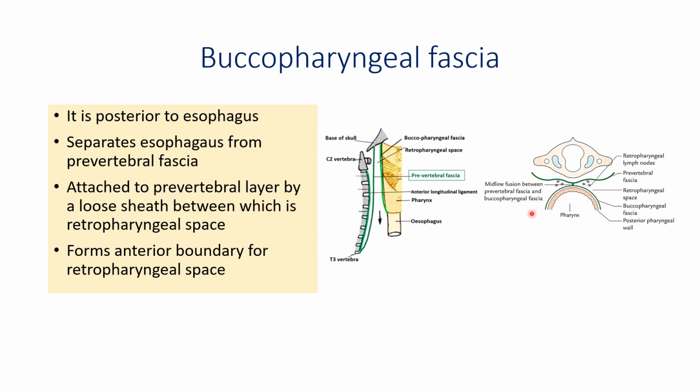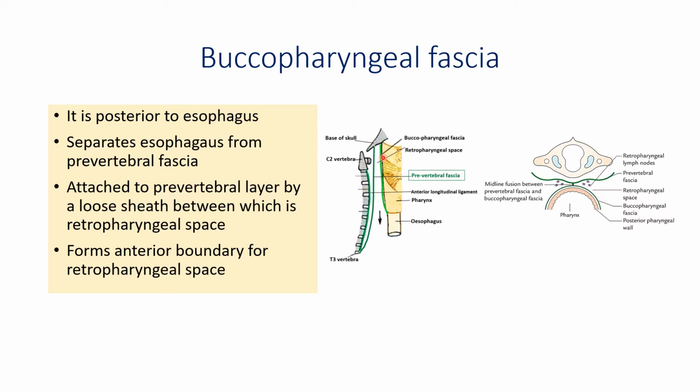by a loose sheath, and that is known as the retropharyngeal space. So the retropharyngeal space is the space between the prevertebral layer and the buccopharyngeal fascia.